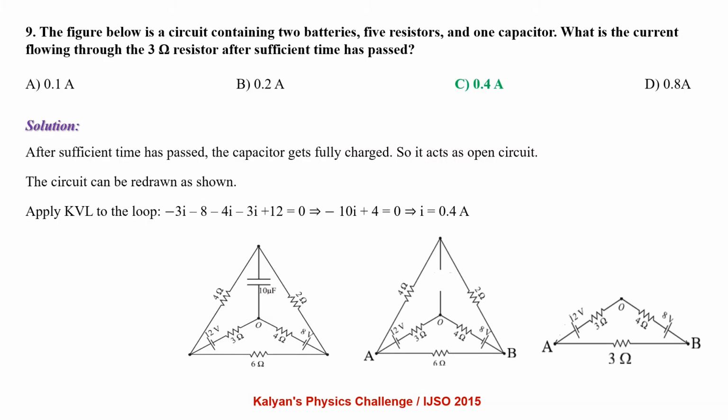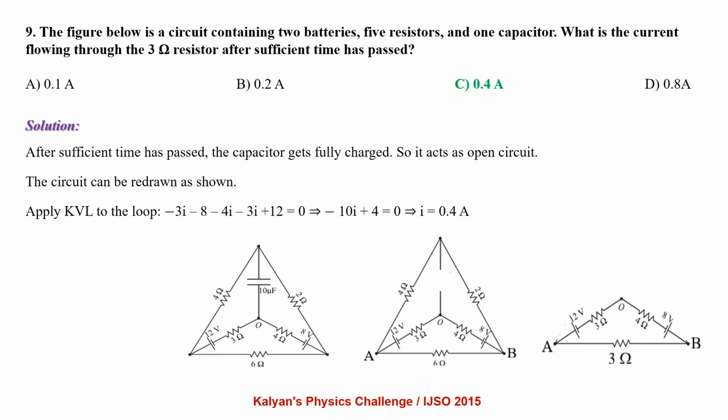The figure below is a circuit containing 2 batteries, 5 resistors and 1 capacitor. What is the current flowing through the 3 ohm resistor after sufficient time has passed? After sufficient time has passed, the capacitor gets fully charged, so it acts as an open circuit. Now the circuit can be redrawn as shown.